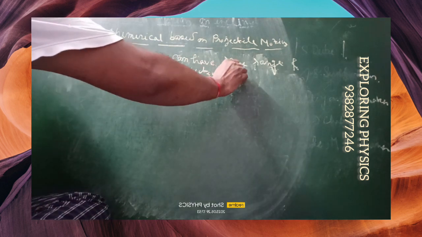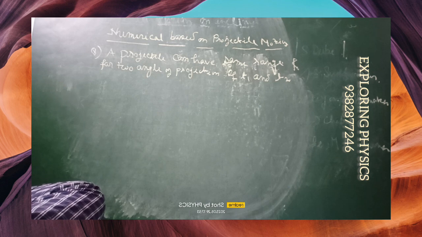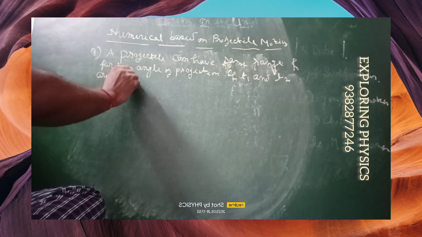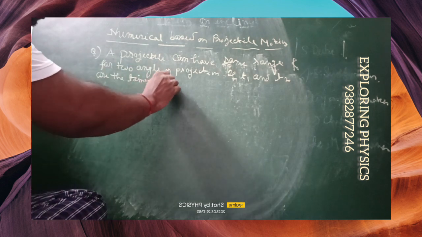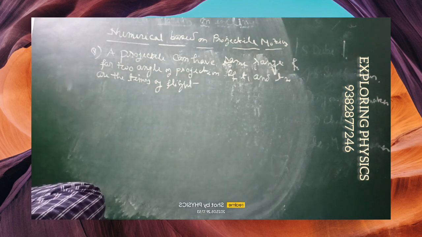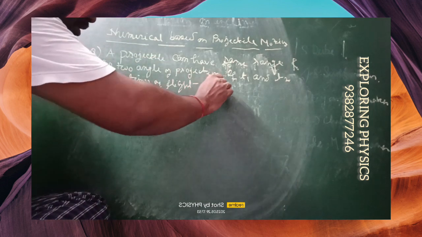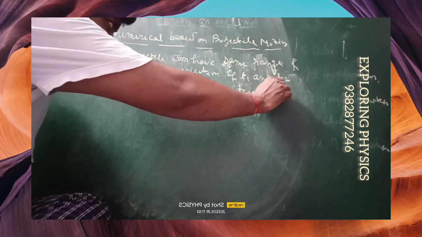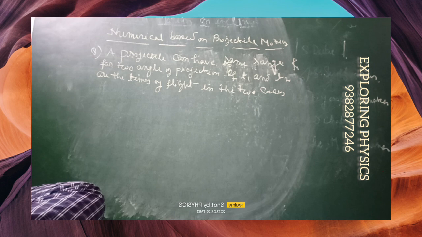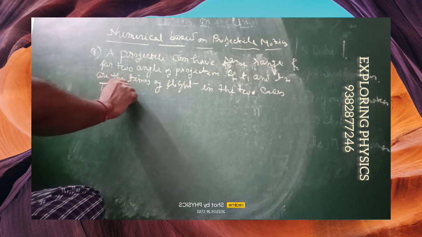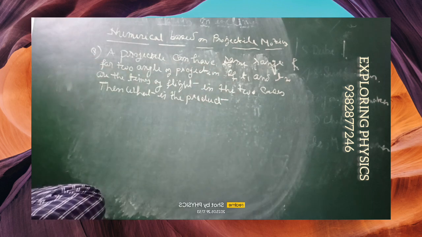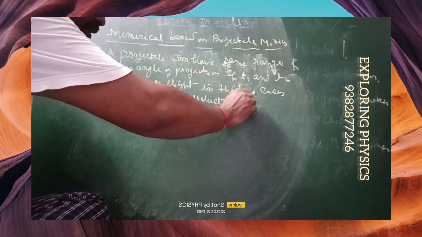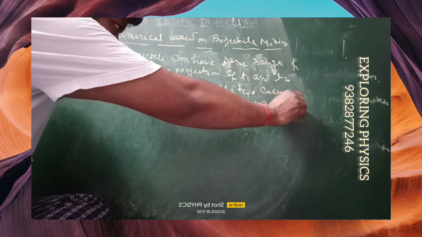If T1 and T2 are the times of flight in the two cases, then what is the product of the two times of flight?